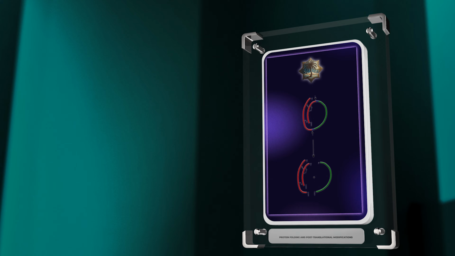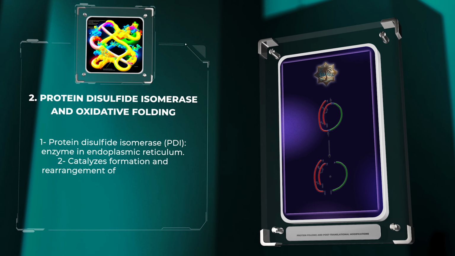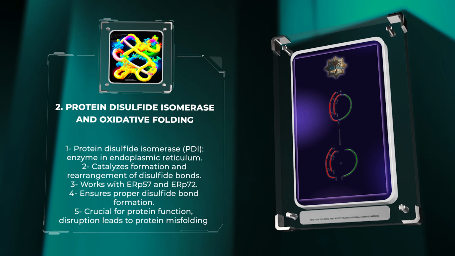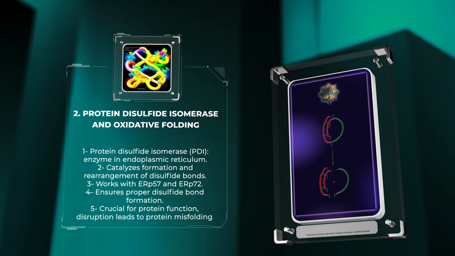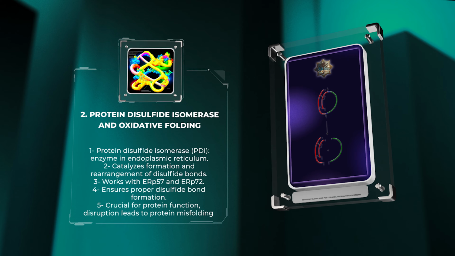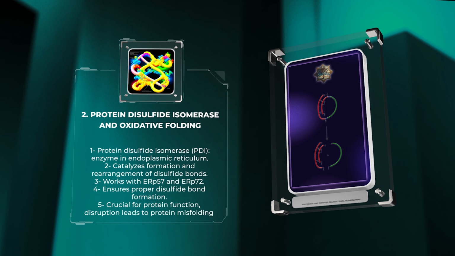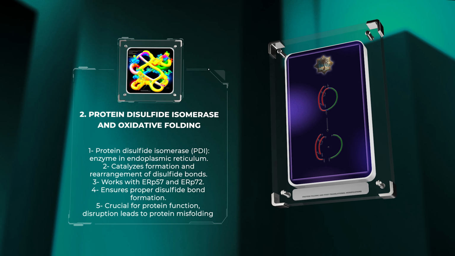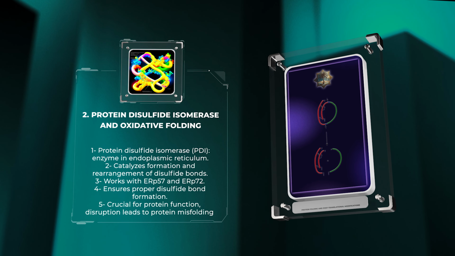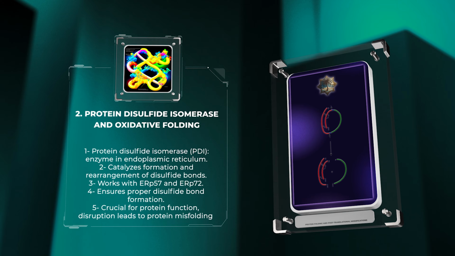Protein disulfide isomerase, PDI, is an enzyme in the endoplasmic reticulum that helps proteins fold correctly by catalyzing the formation and rearrangement of disulfide bonds. PDI works with other proteins like ERP57 and ERP72 to ensure proper disulfide bond formation, which is crucial for protein function. Disruption of this process can lead to protein misfolding and cellular stress.